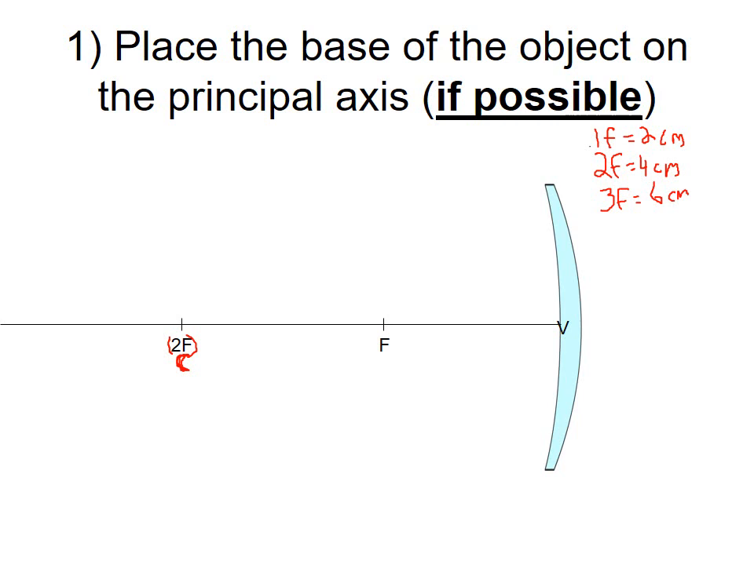So the first step is placing your object on the principal axis. You want to put the base of the object on the principal axis, and then you'll have an arrow again so that you can keep track of the orientation.